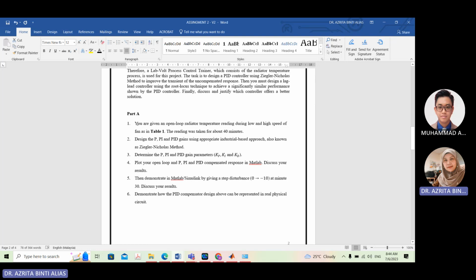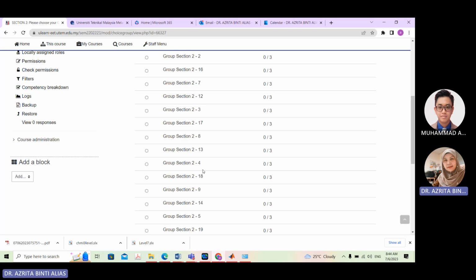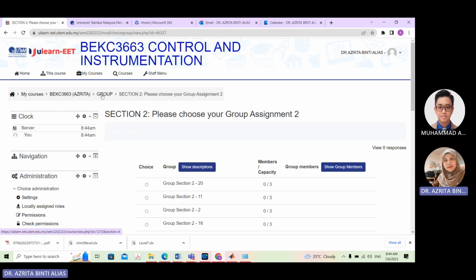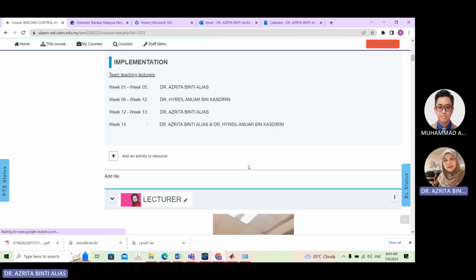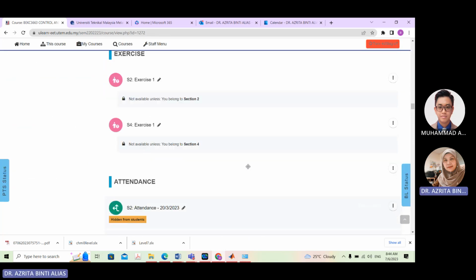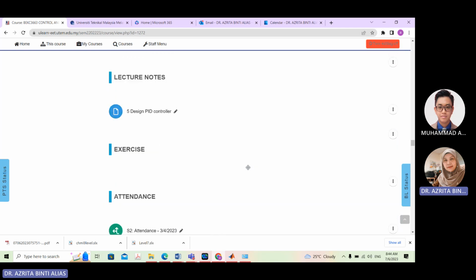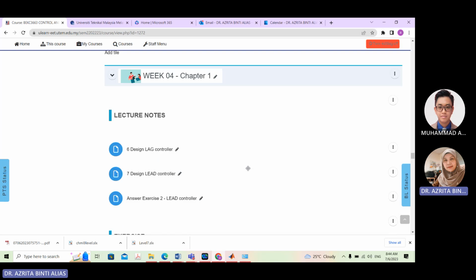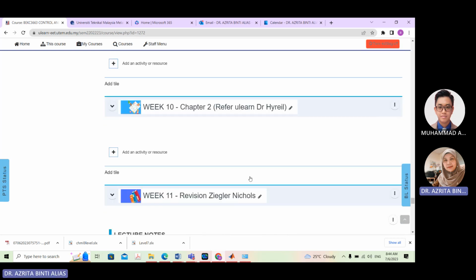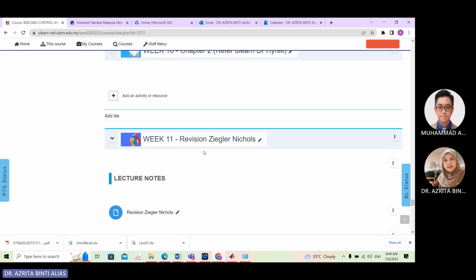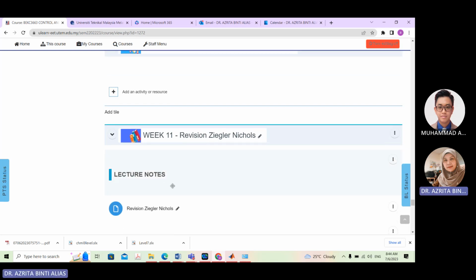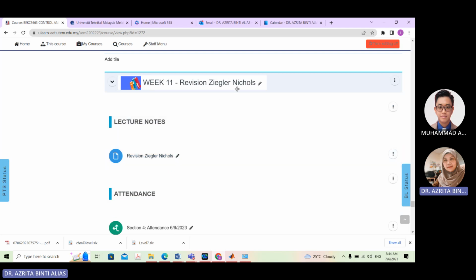Okay, before we discuss part A of assignment 2, I would like to do some revision on Ziegler-Nichols. I already uploaded in YouLearn the extra, more detailed notes on the Ziegler-Nichols first method. The first method is very important. You can go under week 11, revision Ziegler-Nichols first method. Later on I will upload the revision for the second method. But for your final exam, please focus on the first method.